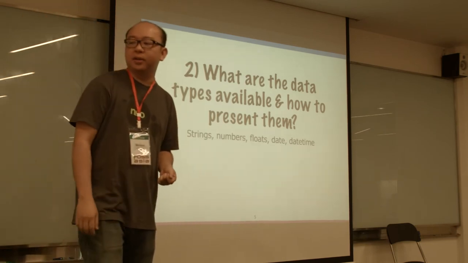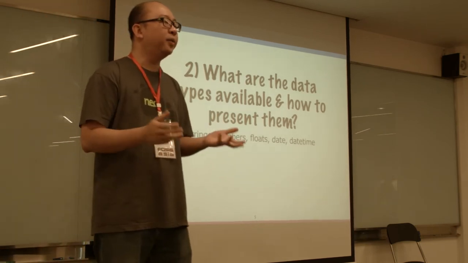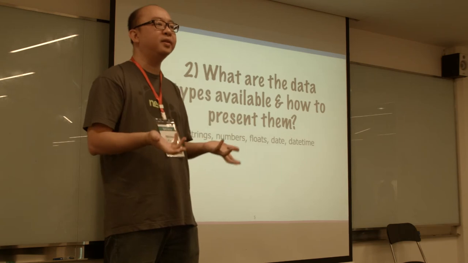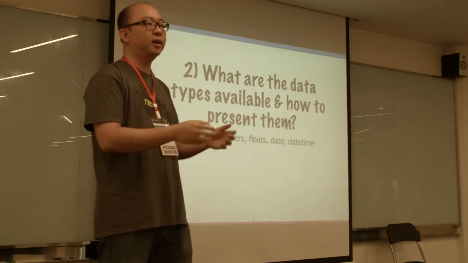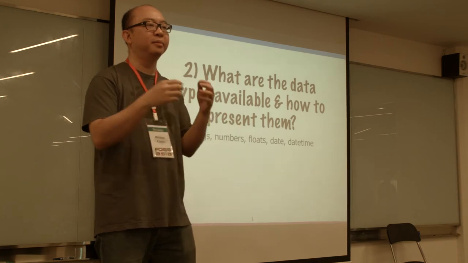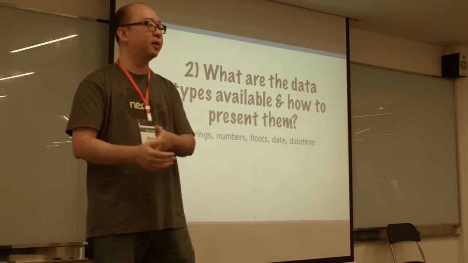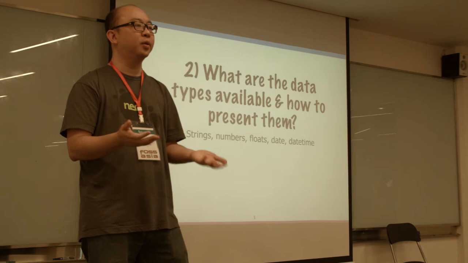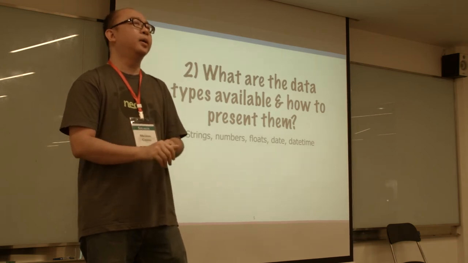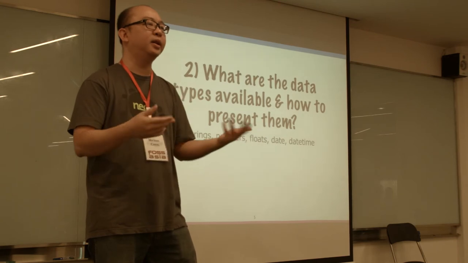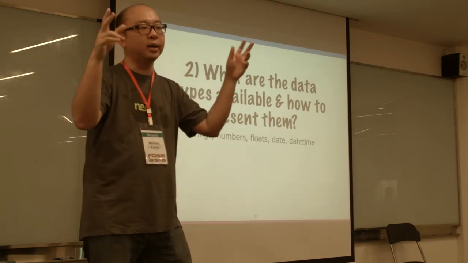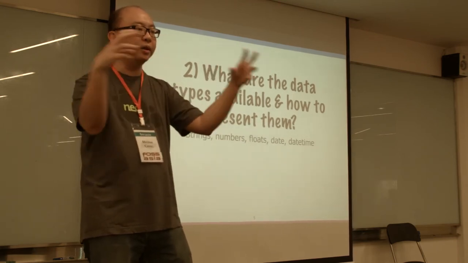The second thing you do is to learn about data types. What are the different types? How do you represent information in that programming language? Like strings, numbers, floats, right? So you ask yourself those kinds of questions. How do I represent a string? How do I represent a number? Usually a string will have single quotes or double quotes around that piece of text you're writing.